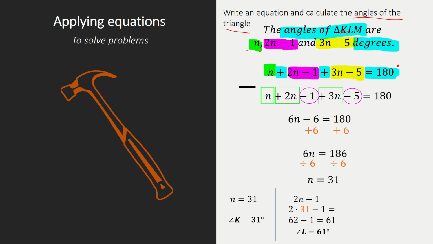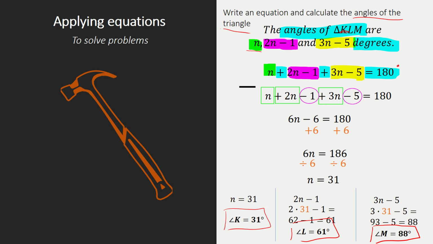Now our last angle, angle M, was equal to 3n minus 5. If we fill in 31, you get 3 times 31 minus 5, which is 93 minus 5, which is 88. So angle M is 88 degrees. So guys, it's extremely important that you show your final answer. And please write that as a sentence. So the angles of triangle KLM are, and then you can write down your conclusion.